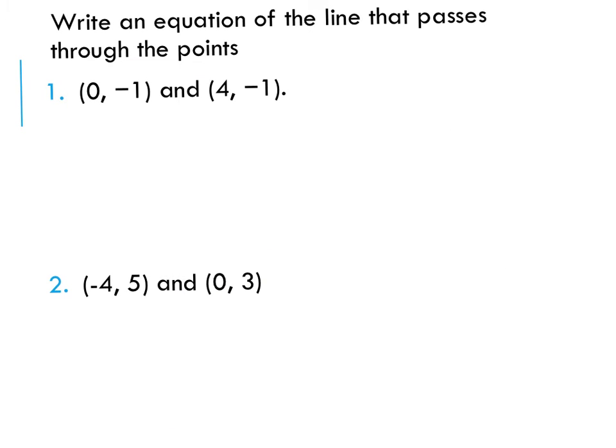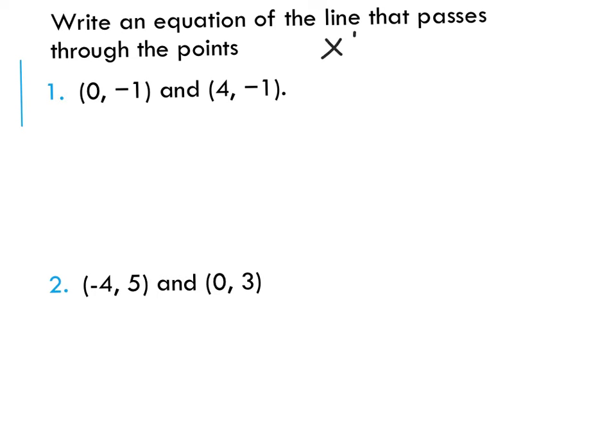Now let's look at writing an equation of a line when given 2 points instead of a graph. So when we are given 2 points, we obviously don't know what the slope is yet. We need to figure out what the slope is. Remember, I told you guys a couple different ways in order to find the slope.